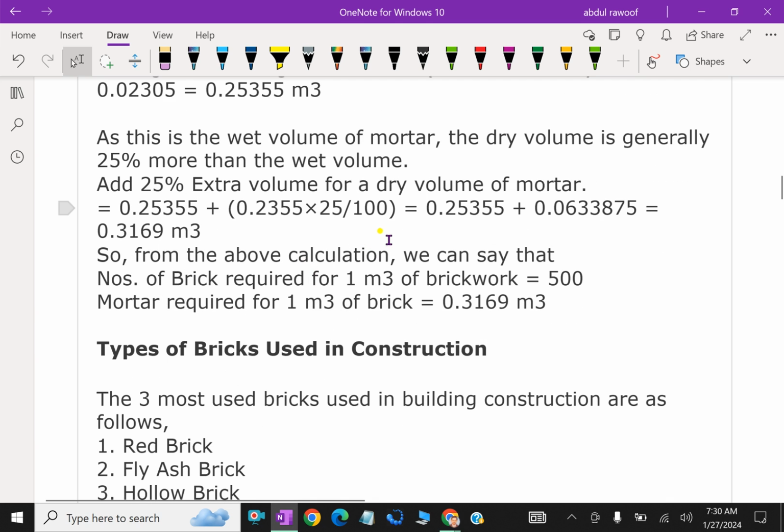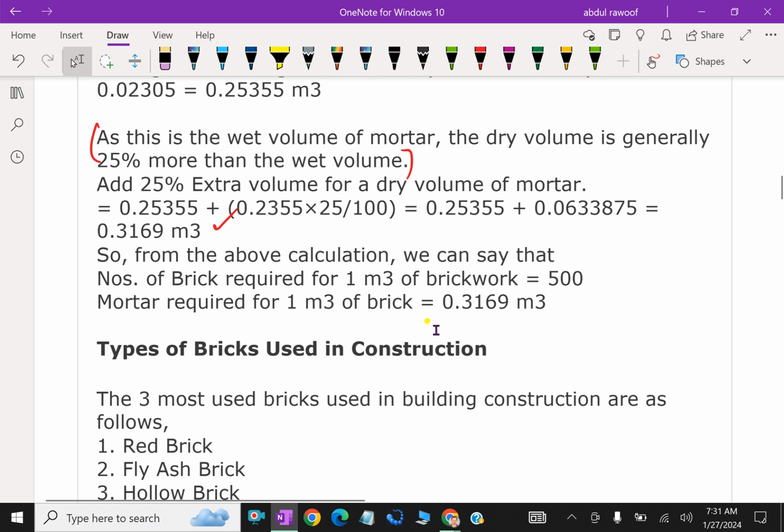This is the wet volume of mortar, wet with water. The dry volume is generally 25% more than the wet volume. Therefore, add 25% extra volume for the dry volume of mortar. This is the volume of mortar with wastage, and adding 25% of this and adding it up gives 0.3169 meter cube.